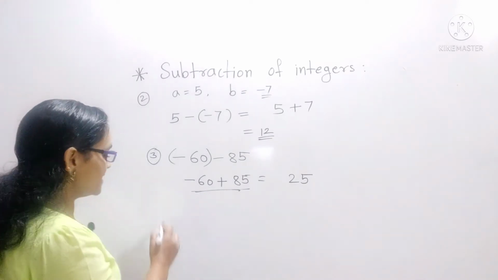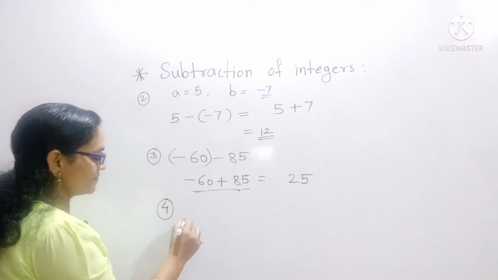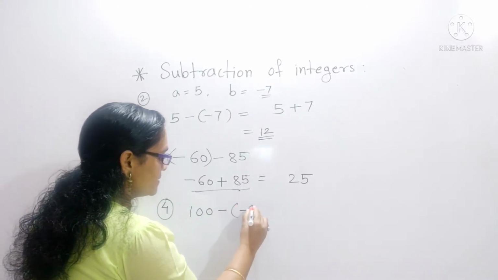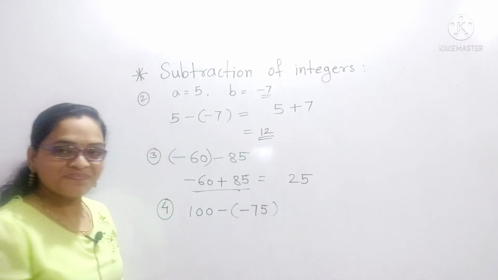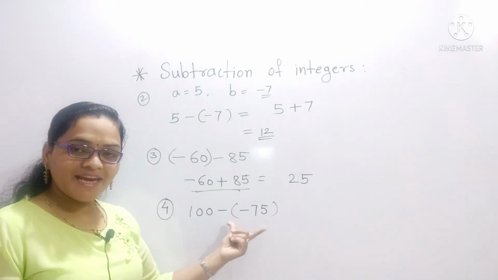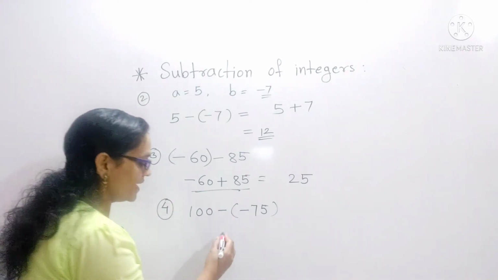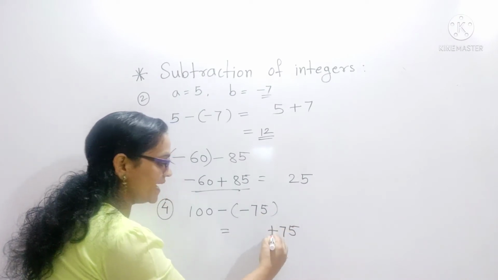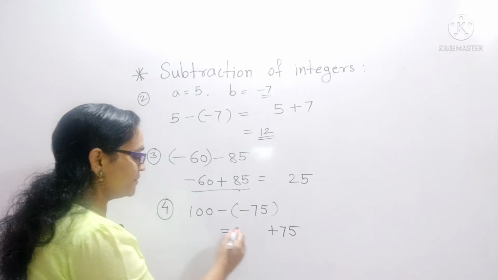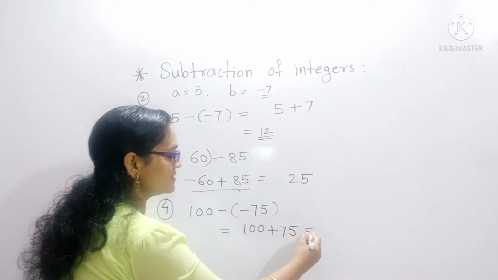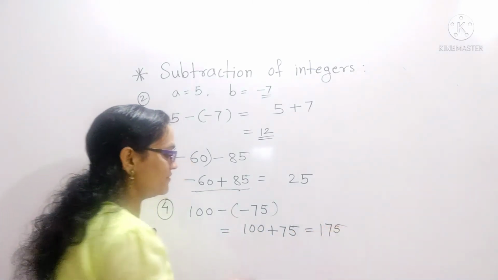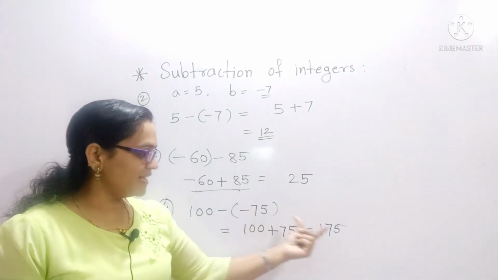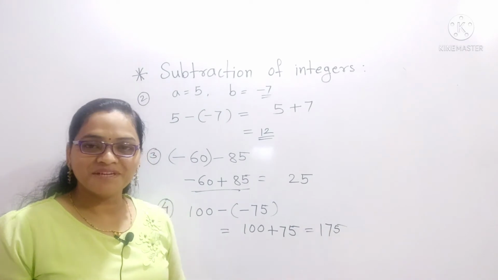Next, fourth example, see, 100 minus minus 75. Now add the additive inverse of minus 75. The additive inverse of minus 75 is plus 75. Add this plus 75 to 100. What is the answer? 175. Means the difference of 100 and minus 75 is plus 175.